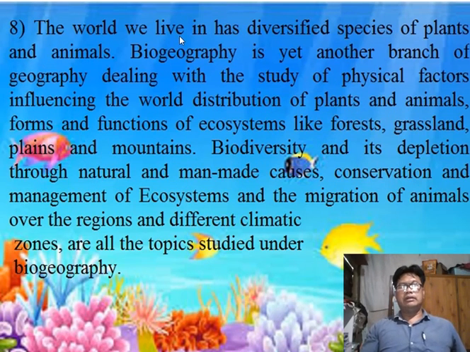The world we live in has diversified species of plants and animals. Biogeography is yet another branch of geography dealing with the study of physical factors influencing the world distribution of plants and animals, forms and functions of ecosystems like forests, grassland, plains, and mountains. Biodiversity and its depletion through natural and man-made causes, conservation and management of ecosystems, and the migration of animals over the regions and different climatic zones are all the topics studied under biogeography.